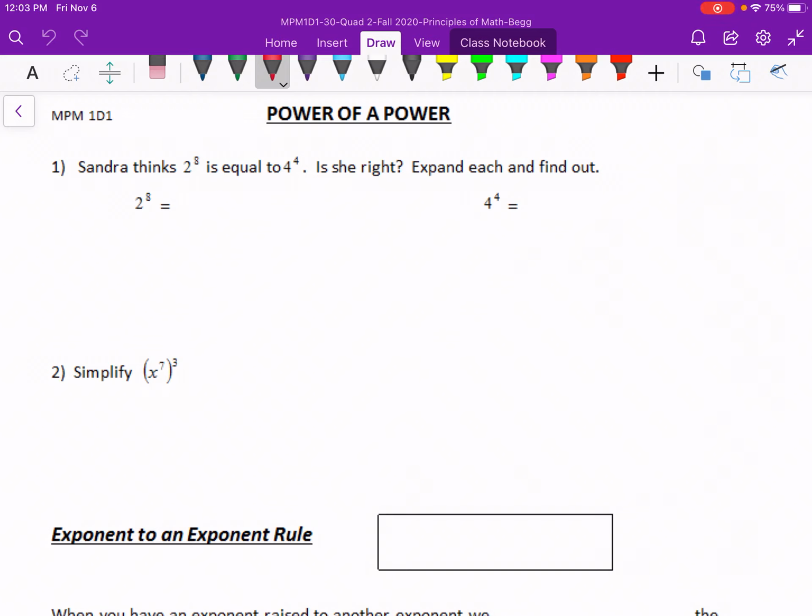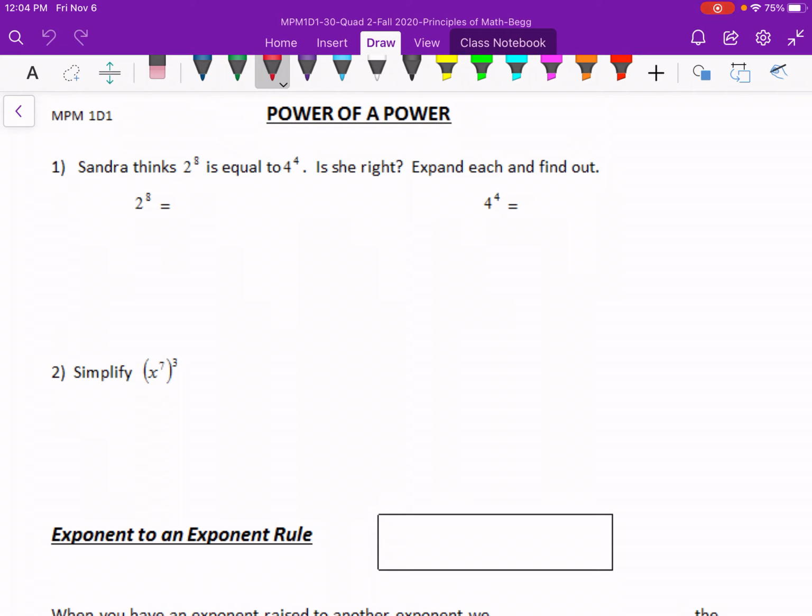In this lesson, we're going to continue looking at some laws of exponents. In particular, we're going to look at one called power of a power, and then near the end, we're going to look at just working with powers of 10 in particular. So we're just going to start with a little question.